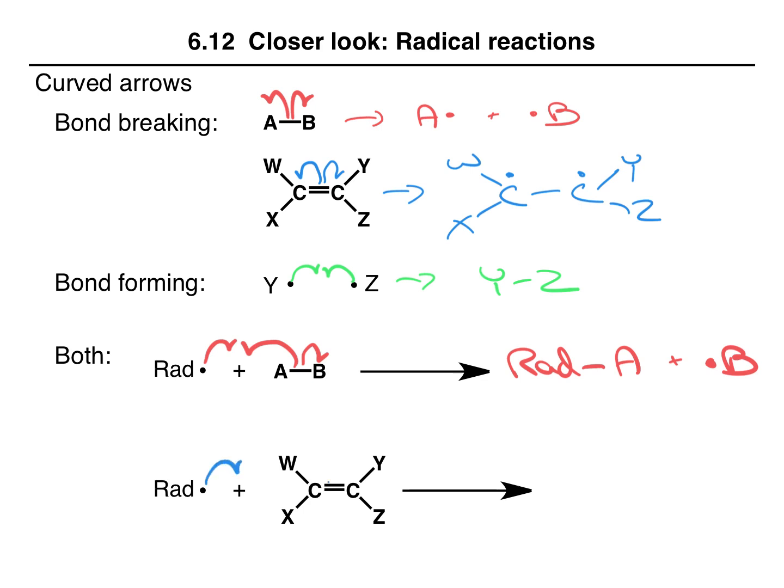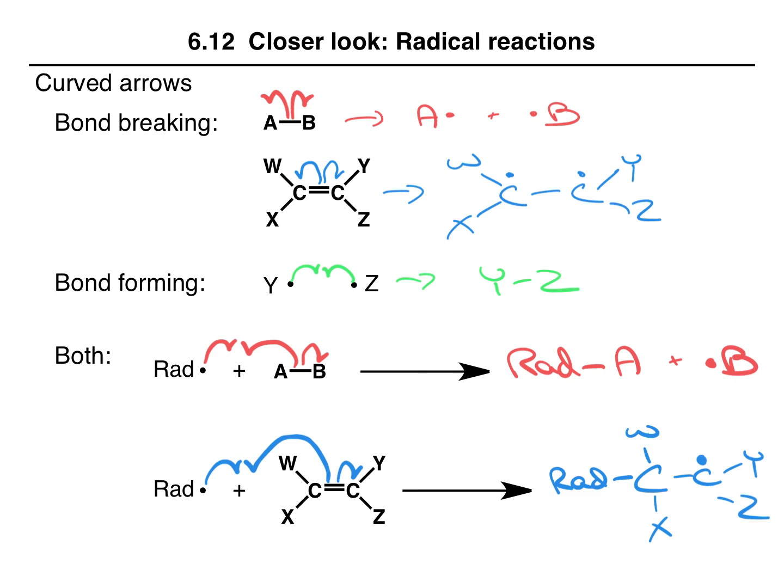Over here, we could have something like this. The radical and one of the pi electrons are coming together to form a new bond, giving us a new bond between the radical and the carbon, which originally held the electron. And then focusing on the bond breaking, one of these electrons was already used up over here. The other electron moves on to the second carbon. So this is still connected to Y and Z, but now it is a new radical.